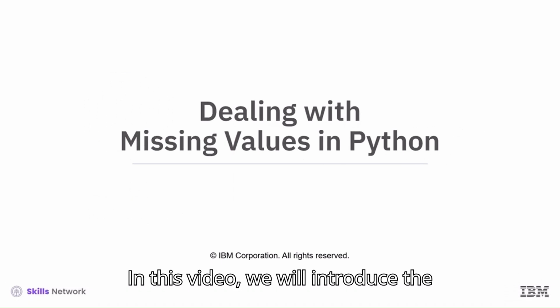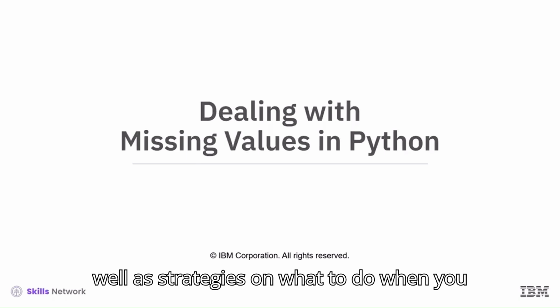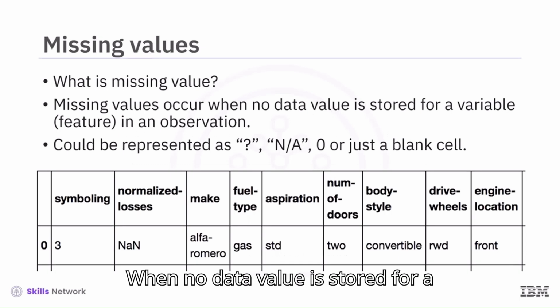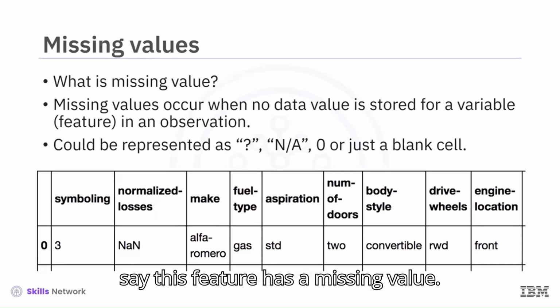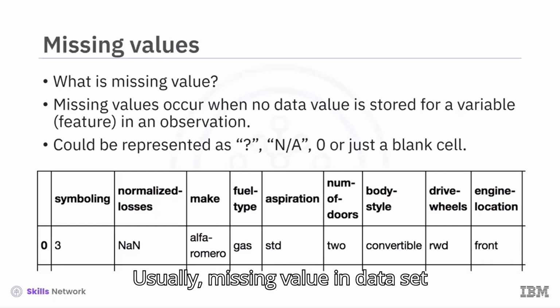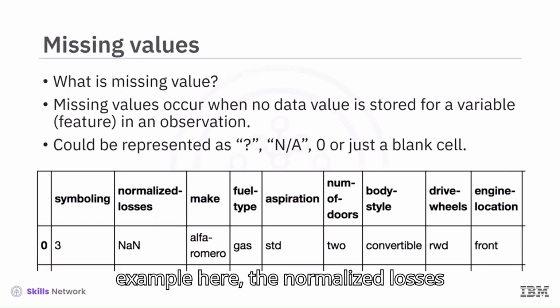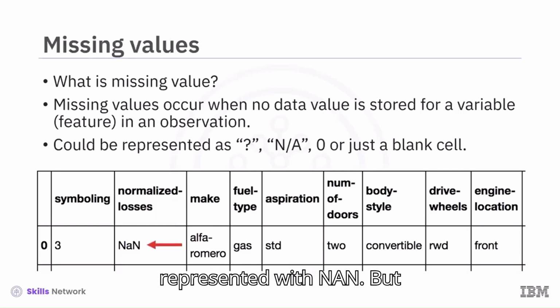In this video, we will introduce the pervasive problem of missing values, as well as strategies on what to do when you encounter missing values in your data. When no data value is stored for a feature for a particular observation, we say this feature has a missing value. Usually, a missing value in a dataset appears as ?, N/A, 0, or just a blank cell. In the example here, the normalized losses feature has a missing value, which is represented with NaN.